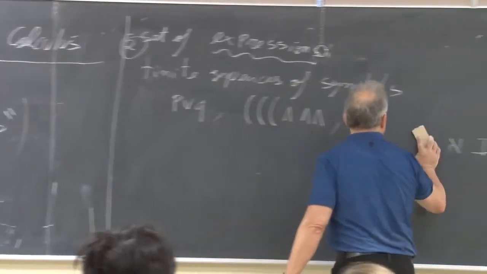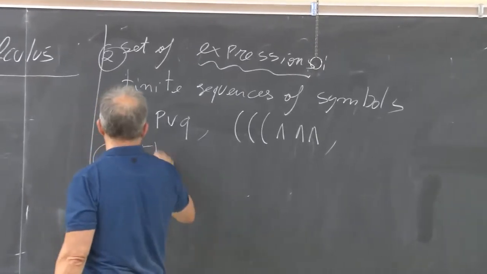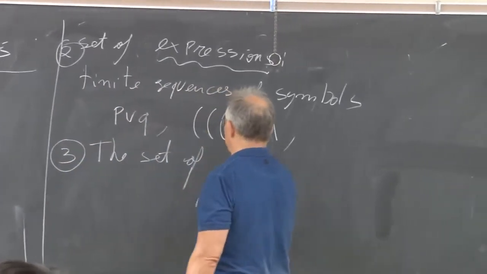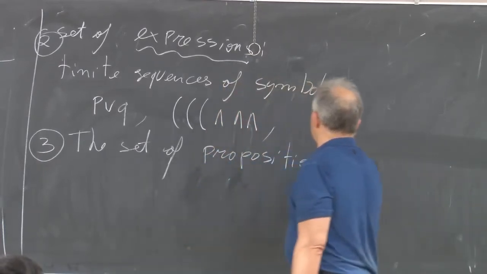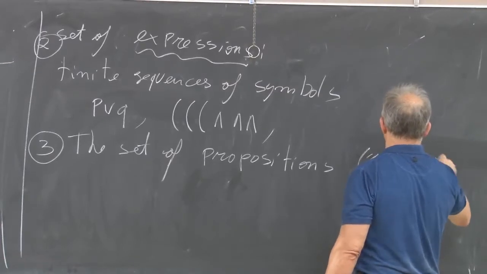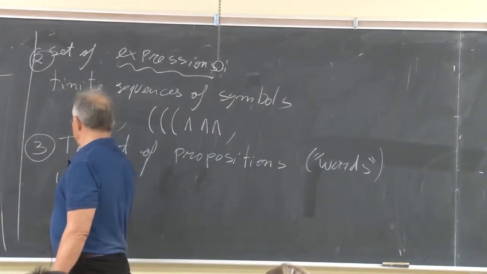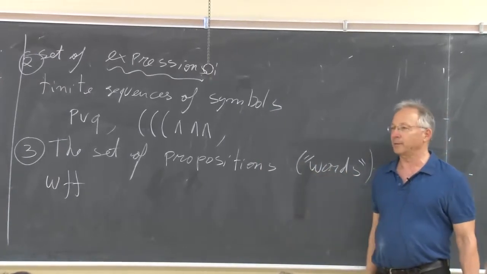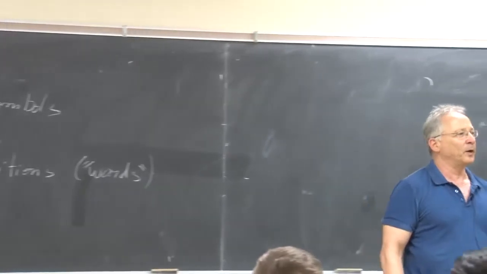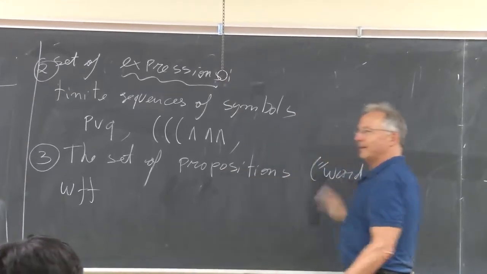So we want to define which of those expressions is a valid word. That's the most important part: the set of meaningful or legal propositions. These are the words of my new language. Sometimes, as you'll see in the book, they are called WFFs, which stands for well-formed formulas. Anyway, we will not use this. We'll call them propositions or words.